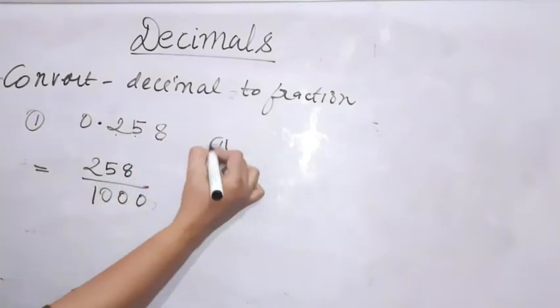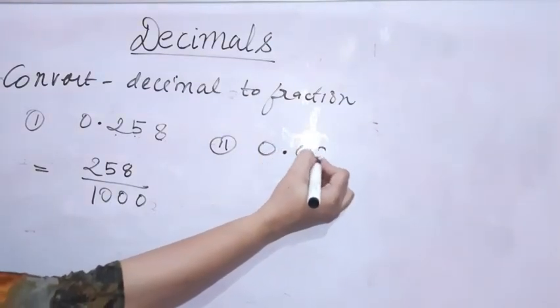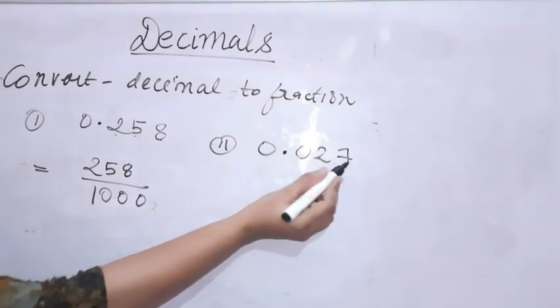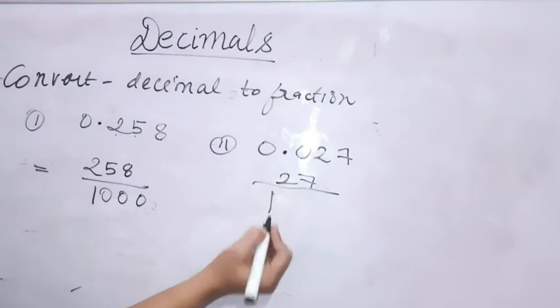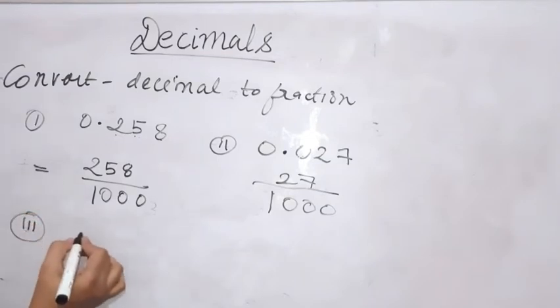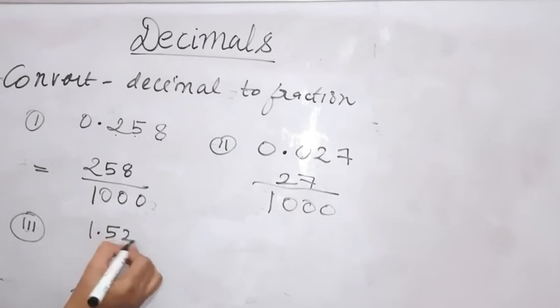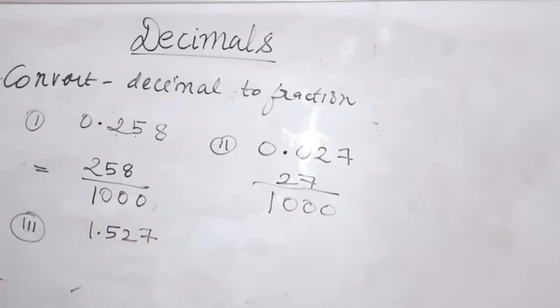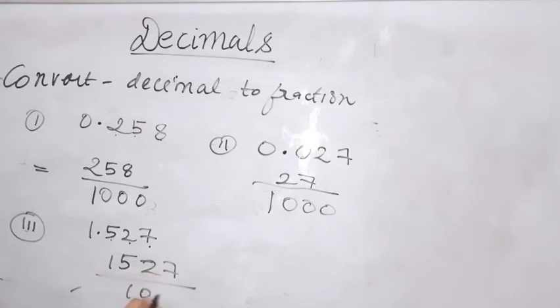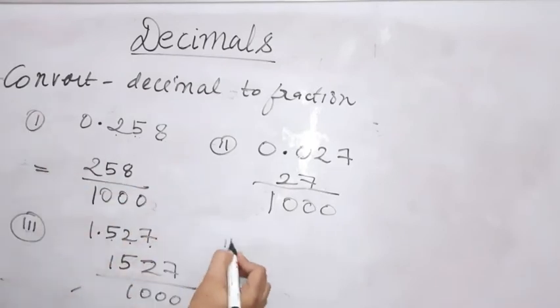Taking some more examples. For example, 0.027. After the decimal point, how many digits are there? 1, 2, 3. So it will be 27 upon 1000. Taking some more examples, you must be getting numbers like this also, 1.527. Here also after the decimal point there are 3 digits. So it will be 1527 upon 1000.